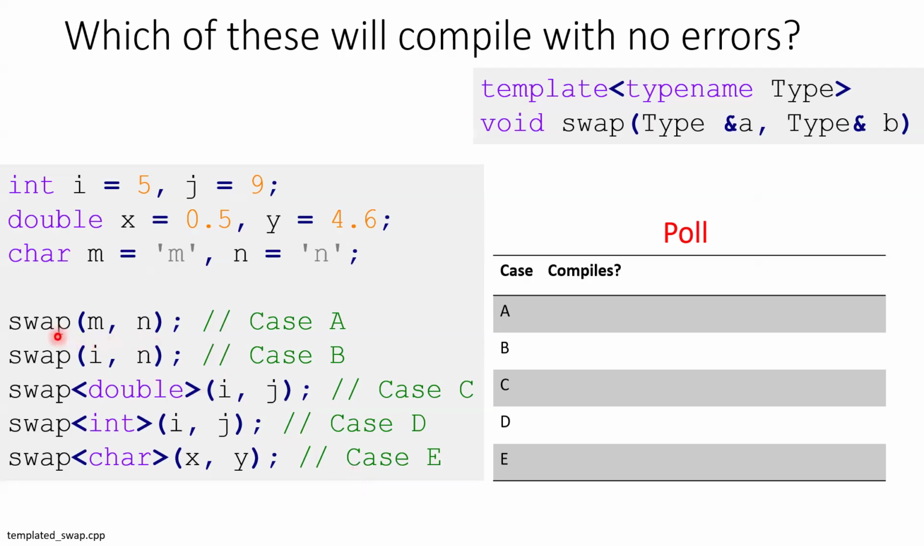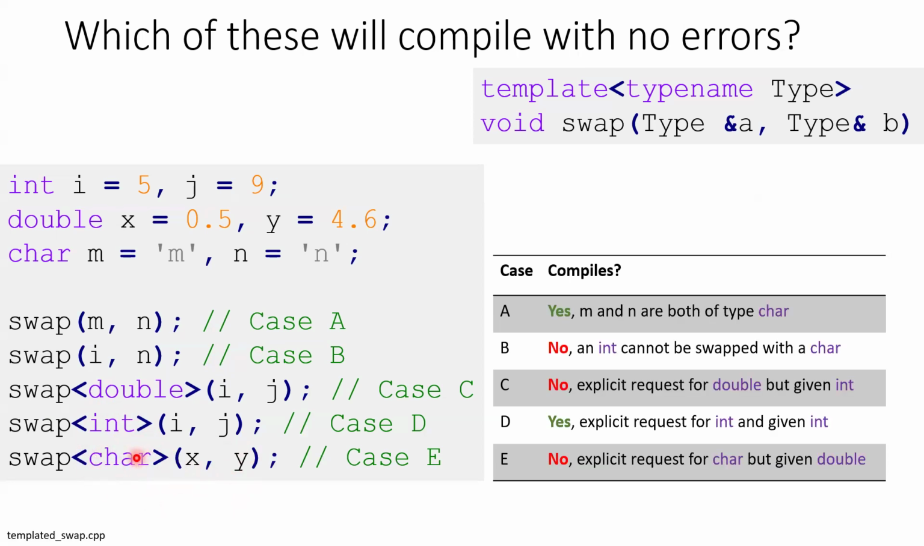So for case A, because we have M and N, the same type, it compiles. Case B, because I and N are not the same type, it doesn't compile. Case C, I and J are integers, but we are explicitly calling double, so it doesn't compile. Case D, I and J are integers, and we're explicitly calling integer, so it compiles. X and Y are doubles, so explicitly calling char doesn't compile. And that's the answer.